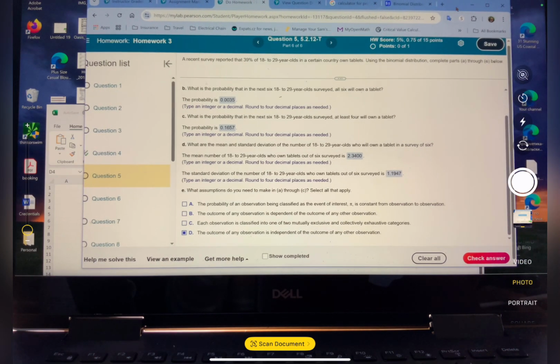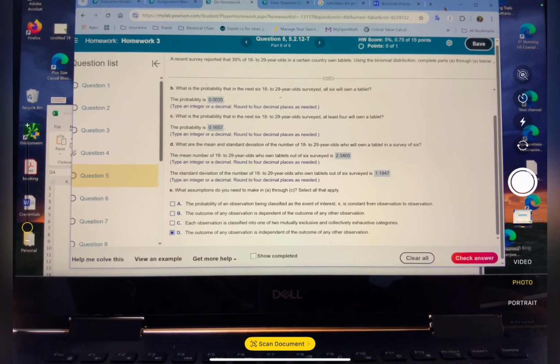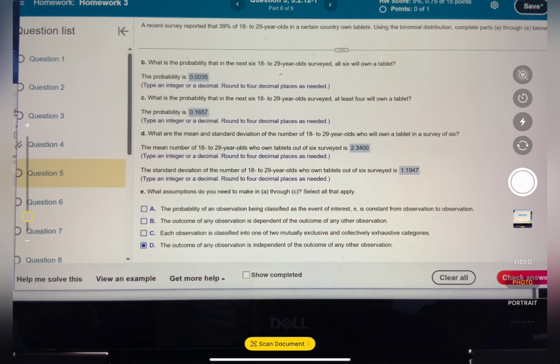The last question, let me see. What assumption do you need to make? Remember, let me repeat one more time. What are the properties of binomial distribution? So we have a fixed amount of total, just like n. Probability of success is the same from case to case. In our case, they mark it as pi. I don't know why they put pi. And then cases are independent, and we have a number of successful cases.